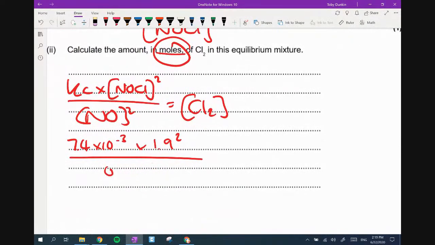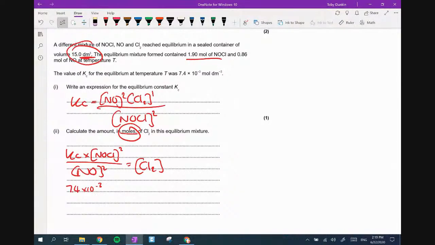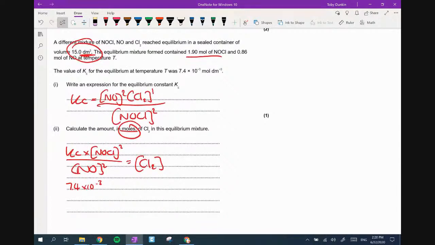It's because I'm writing in big. That's what I'm blaming it on. I needed to work out the concentration and I didn't do it. I had to take into account the 15. I totally flummoxed that. God, that'd be a lot of time in the exam wasted. NOCl is moles. So first of all, NOCl is 1.9, moles divided by volume gives me moles per dm cubed, divided by 15.